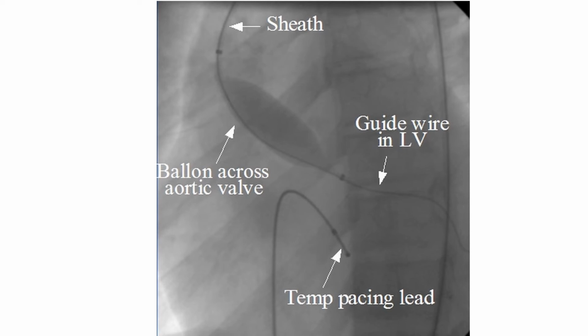Potential risk of BAV is the development of aortic regurgitation, which may be poorly tolerated by the grossly hypertrophied and non-compliant left ventricle. Another potential risk is embolization of breakaway calcific debris, which may cause a stroke.